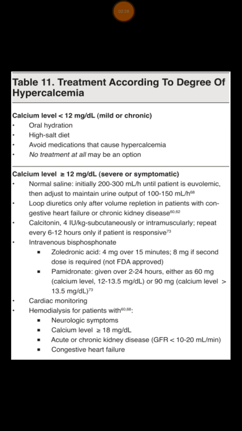IV bisphosphonate, and mainly pamidronate, can be given at a dose of 60 to 90 milligrams in IV fluid. It is very important to monitor the renal function tests when you give bisphosphonate. Cardiac monitoring is very important, as hypercalcemia can cause short QT interval, which can cause arrhythmias. Consider hemodialysis if the patient is suffering from kidney failure or heart failure or is severely symptomatic.